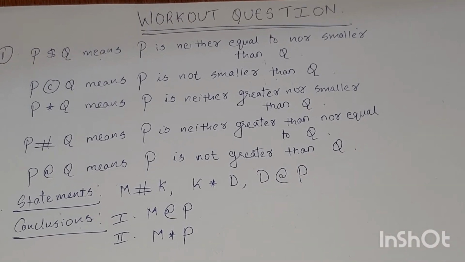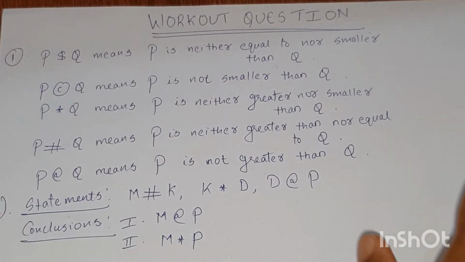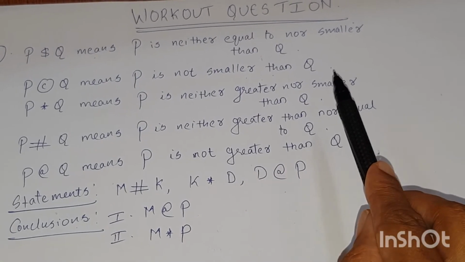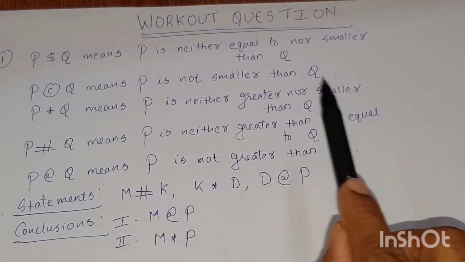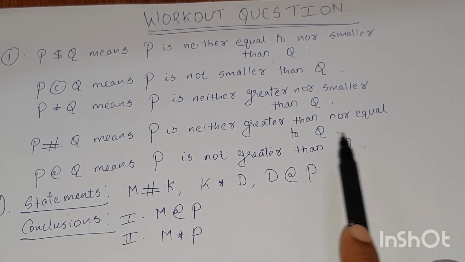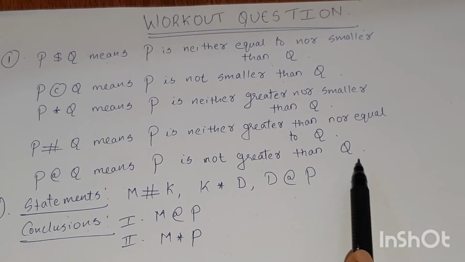The first workout question: P dollar Q means P is neither equal to nor smaller than Q. P copyright Q means P is not smaller than Q. P star Q means P is neither greater nor smaller than Q. P hash Q means P is neither greater than nor equal to Q. P at the rate Q means P is not greater than Q.